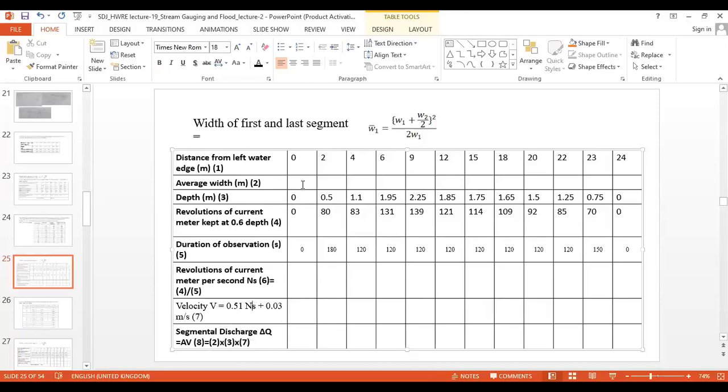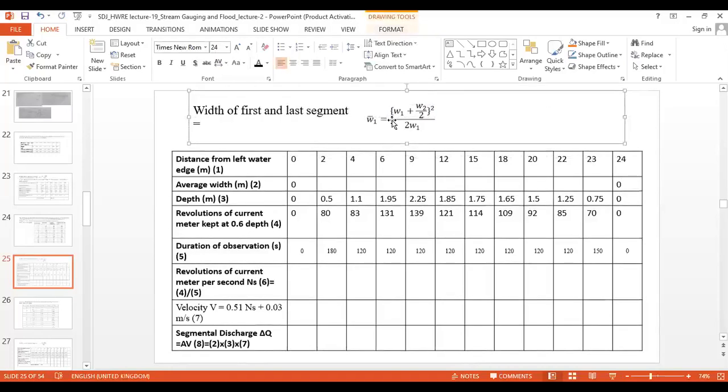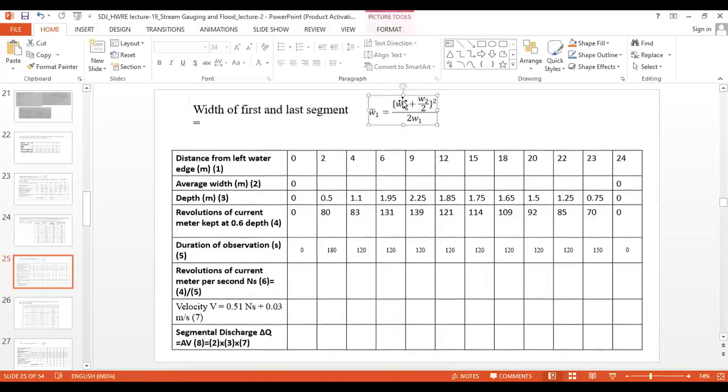Okay, so we'll start one by one. Firstly, the width will be 0, that is the left water bank, and this will be the right water bank, again 0. Then the width of the first segment. Now here the width of the first segment will be the addition of what and what?